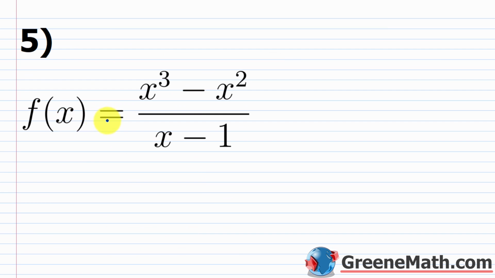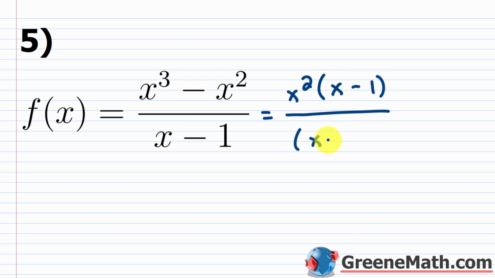All right, let's take a look at problem 5. So we have f of x is equal to x cubed minus x squared over x minus 1. So this is going to be one where you can factor and cancel. So let me just start by factoring the numerator. I'm going to pull out an x squared. So inside the parentheses, you would have x minus 1. And then down here, you have your x minus 1.